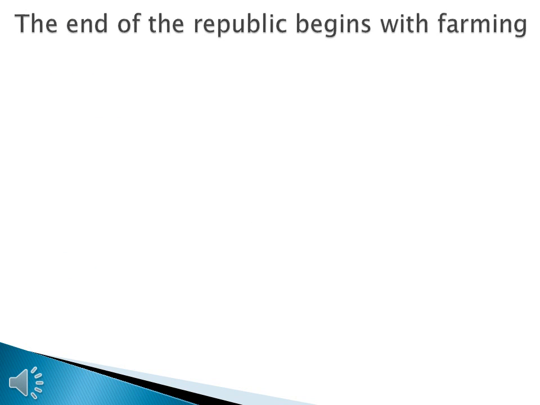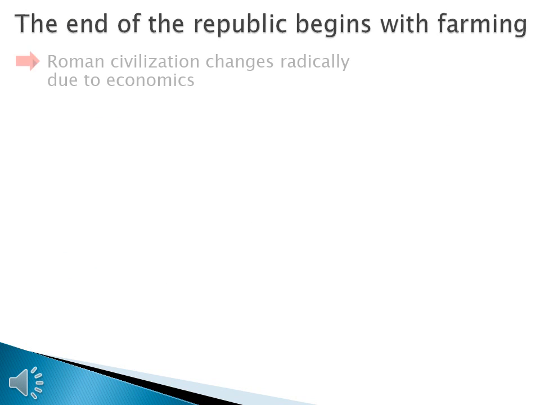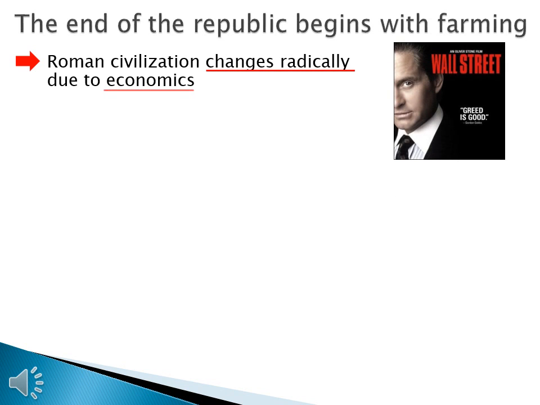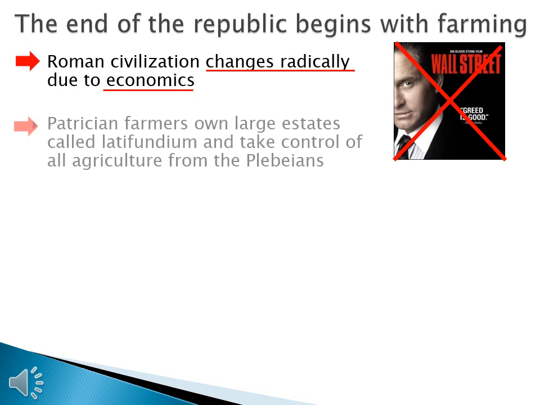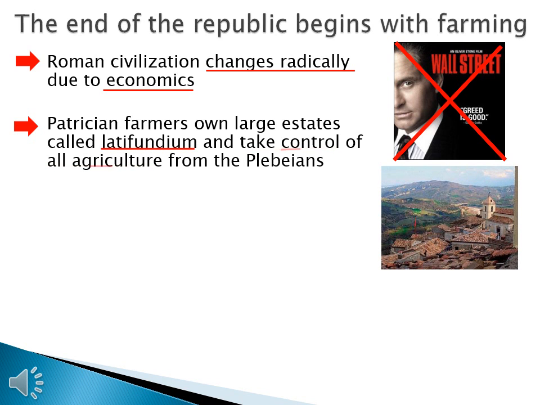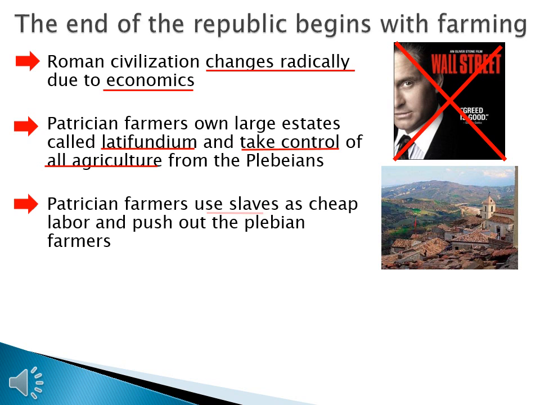Civilizations don't just change, they change for a reason. And Roman civilization changes radically due to economics. For Rome, greed is not good. Patrician farmers own large estates called latifundium and take control of all agriculture from the plebeians. The plebeians have no control of what they can farm or where they can farm. In fact, patrician farmers use slaves as cheap labor and push out the plebeian farmers.